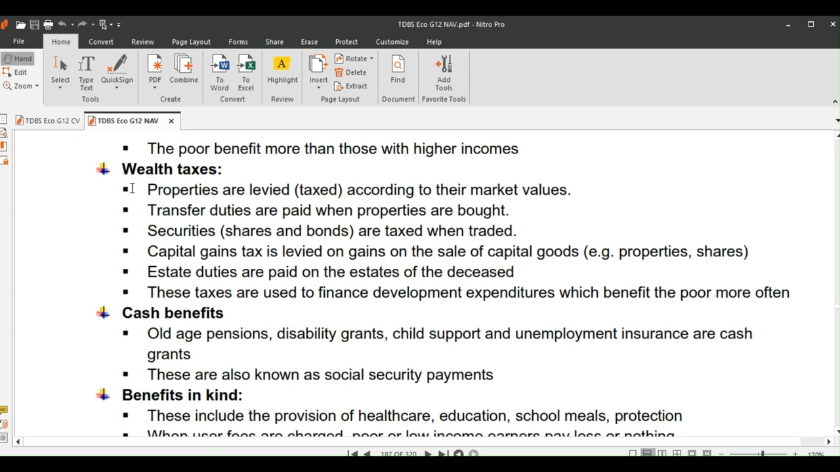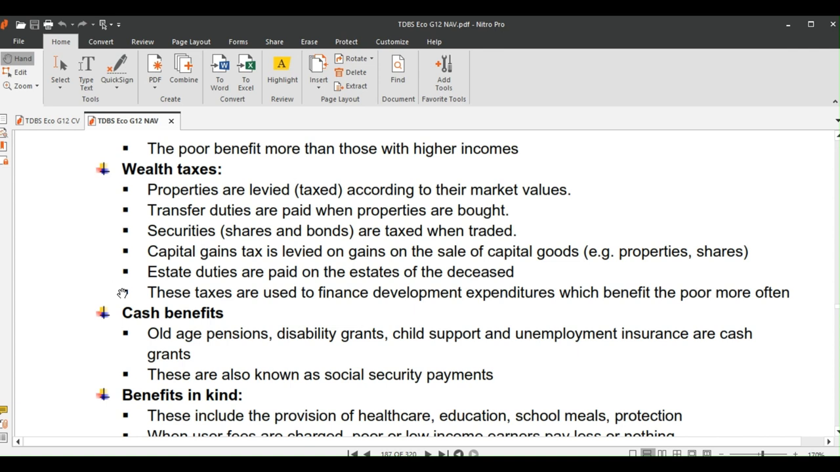Transfer duties are paid when properties are bought. Securities, for example shares and bonds, are taxed when traded. Estate duties are paid on the estates of the deceased. These taxes are used to finance development expenditures, which benefit the poor more often. That way, if the money collected is then spent on development, demand is stimulated during that expenditure.